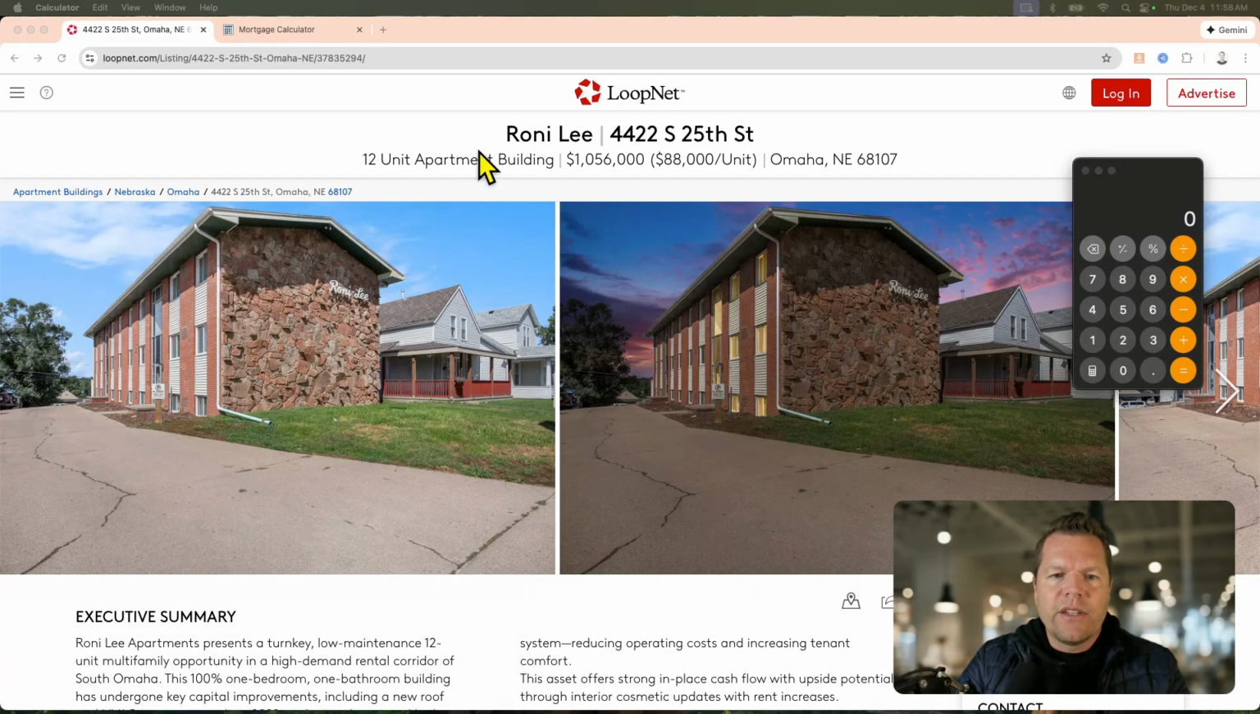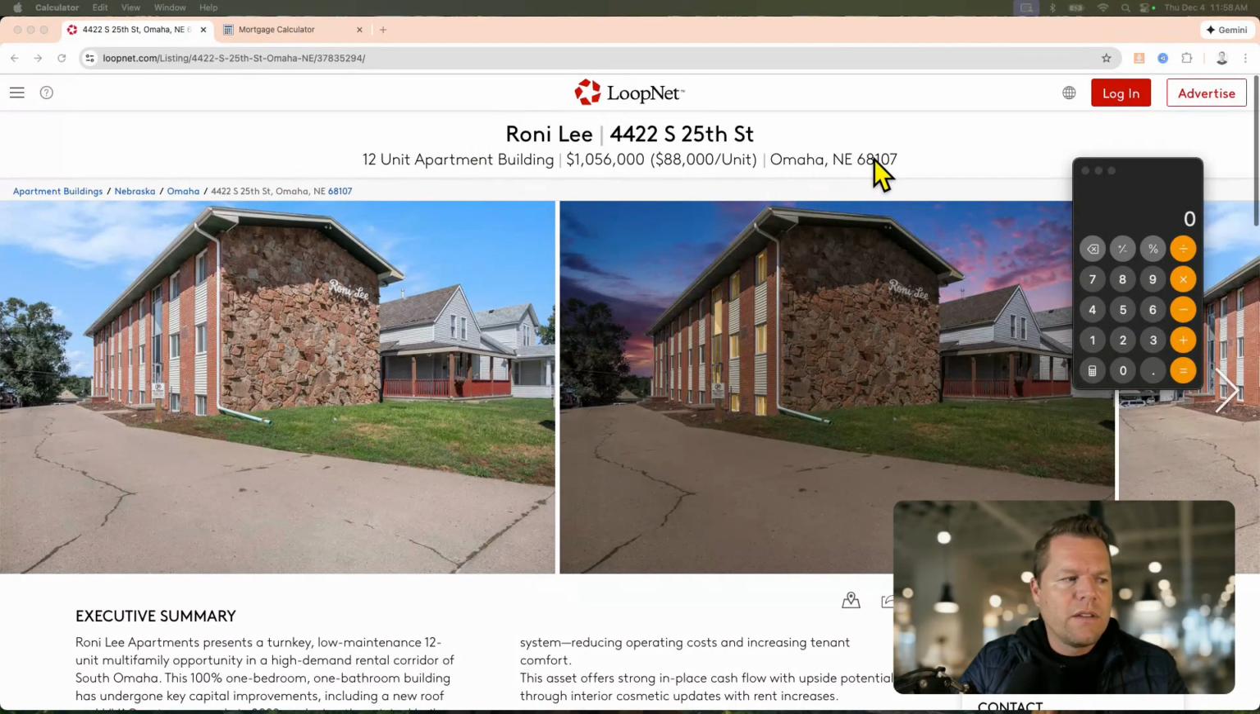So let's get right into it here. This property is in Omaha, Nebraska. It's a 12-unit apartment building listed for sale for $1,056,000, which comes out to $88,000 a unit. So not too bad. $88,000 is pretty decent. You know, we'll see as we get into it. But initially, I'm looking at that and I'm thinking, that's pretty reasonable. So I'm gonna go down here.